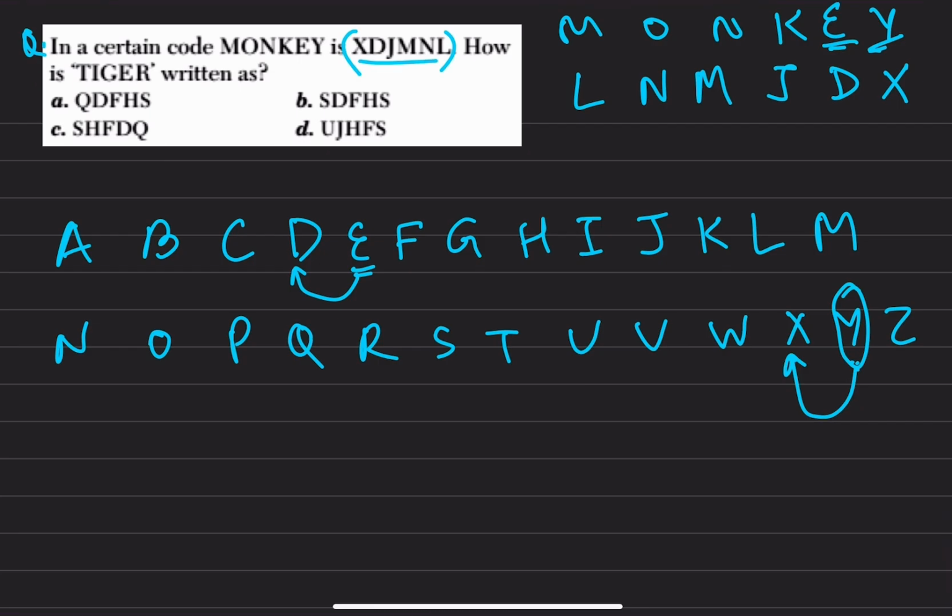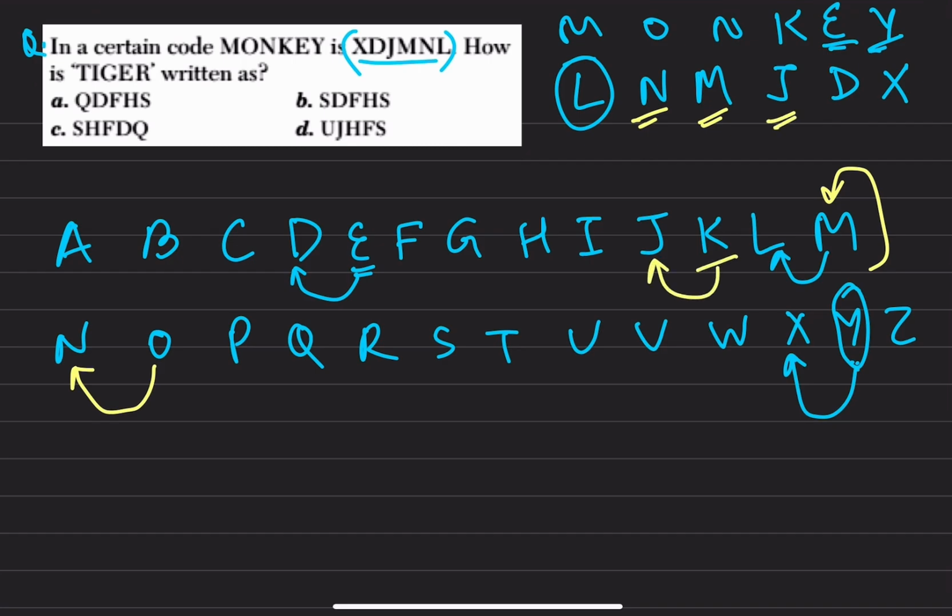For M, if I go one step back, you get L. For O, one step back I get N. That's correct. For N, one step back, you get M. It's correct. For K, one step back, I get J. And for E, one step back it's D. So you got the gist of it, right?